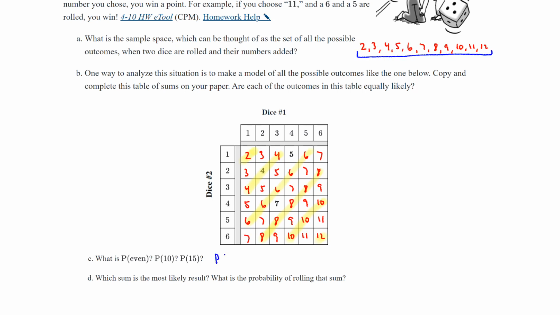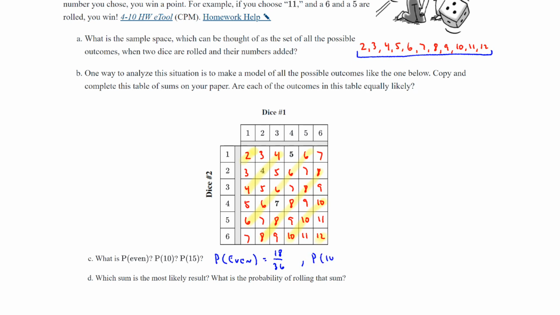So the probability to roll an even, there's 18 possible even combinations out of a total of 36. Okay, and we could reduce that, but I want to leave it as 18 over 36 so you can see out of the possibilities, out of the possible outcomes.